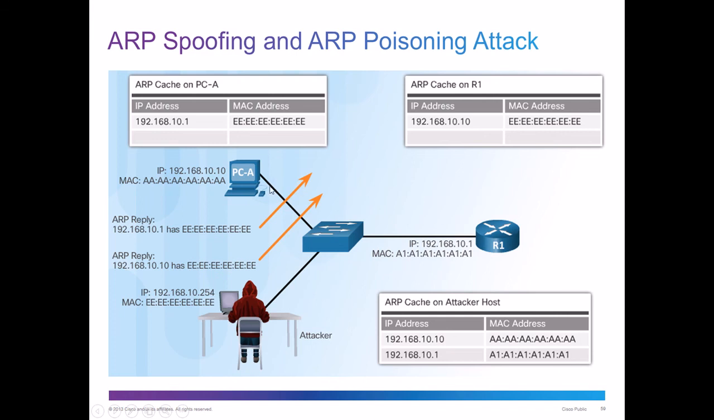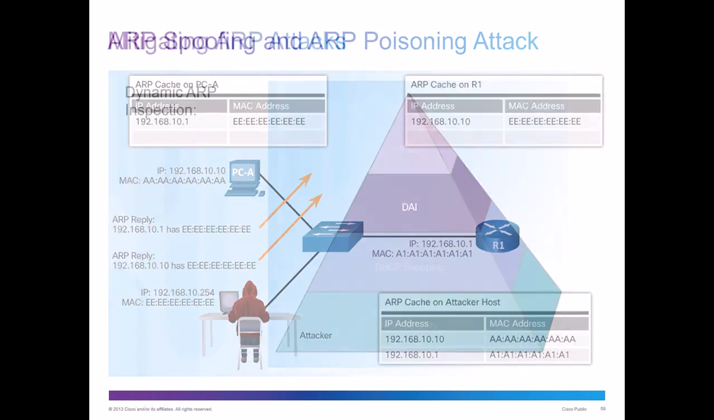Before this guy gets to him. So now PCA thinks it's me, and he'll send information to me, all that information that is going out to the internet. That's dangerous, right? So we've got to prevent that. We're going to use DHCP snooping and dynamic ARP inspection to prevent that.